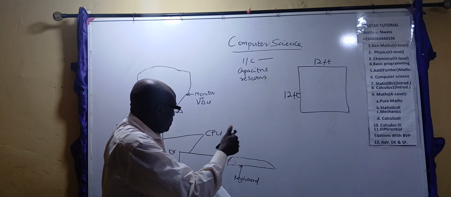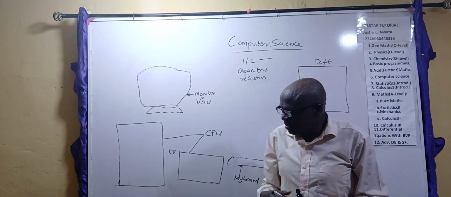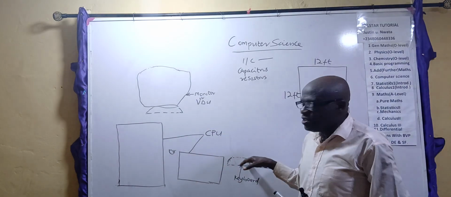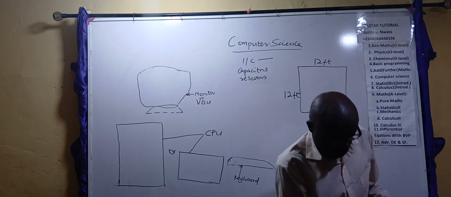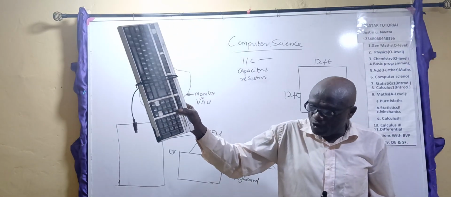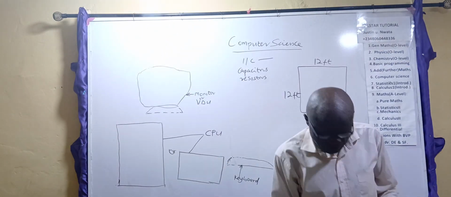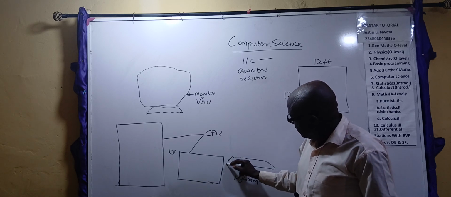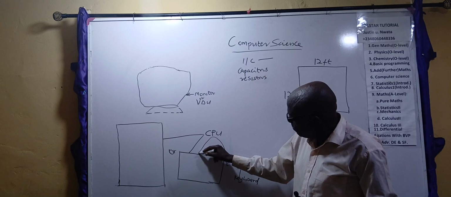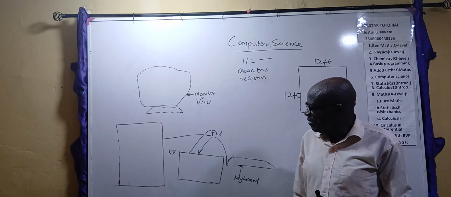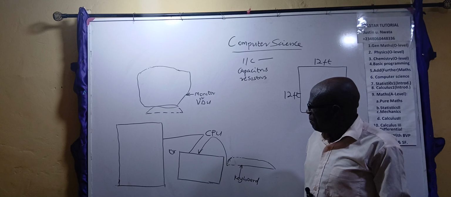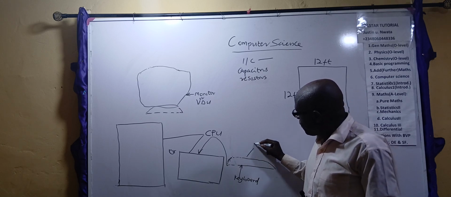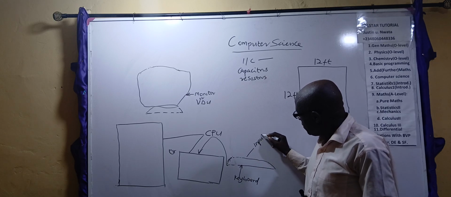Now, connections have to be made. Whatever you tell the computer, you have to tell the computer through this keyboard. So whatever you're going to tell the computer must pass through this keyboard. So the keyboard, you see here, must be connected to the CPU at the back, the connection at the back. Here the keyboard is called the input device.